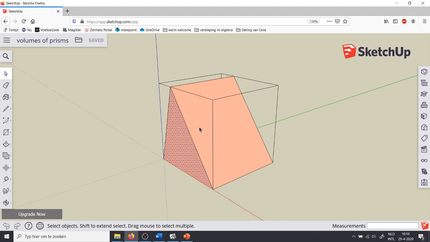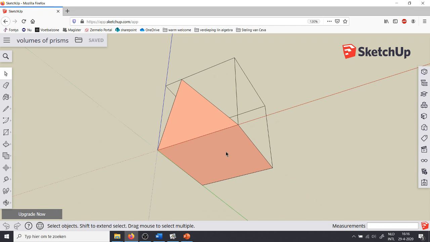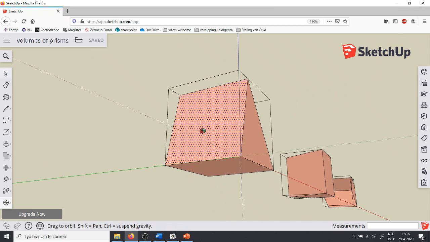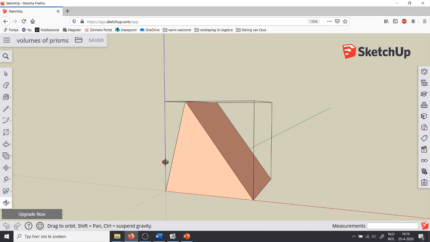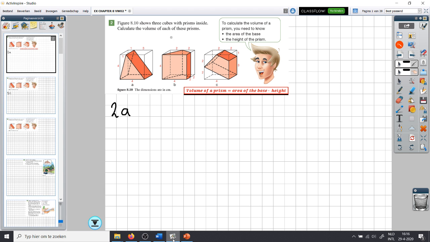To check, you can take a look at whether the other faces are rectangles. Well, this is a rectangle. This beneath here is also a rectangle. And this one on the back is also a rectangle. So that indicates that this is the base that I'm going to take a look at. Why? Well, the volume of a prism is the area of the base times the height.